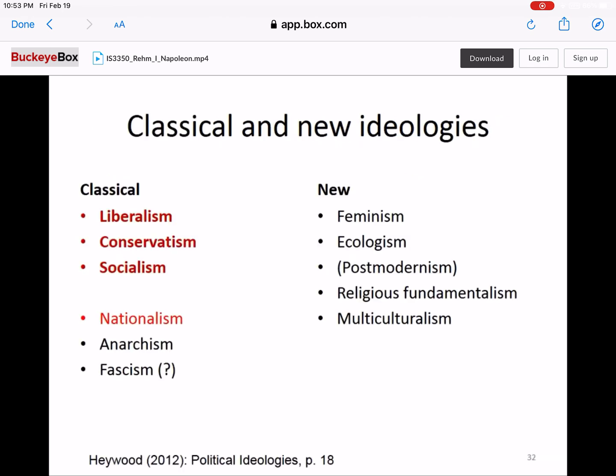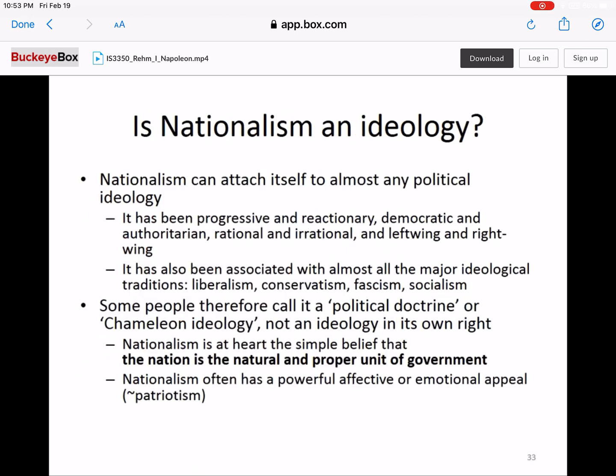Nationalism is an ideology, but it is hard to place within the normal frames of how we sort ideologies. Typically we distinguish classical ideologies, and there the three classical ideologies are liberalism, conservatism, and socialism. We could add nationalism, anarchism, and fascism, but most scholars aren't ready to do that. There are more recent ideologies such as feminism or multiculturalism, but those we will not discuss. So whether nationalism is an ideology or not is a hotly contested question in the literature.